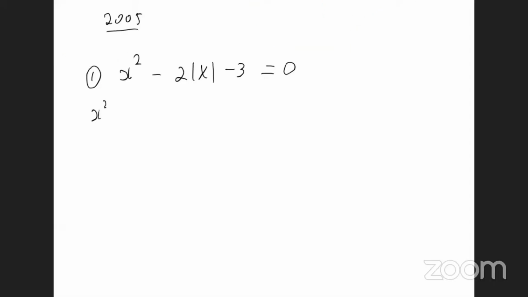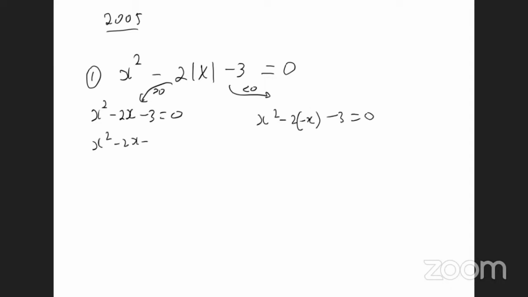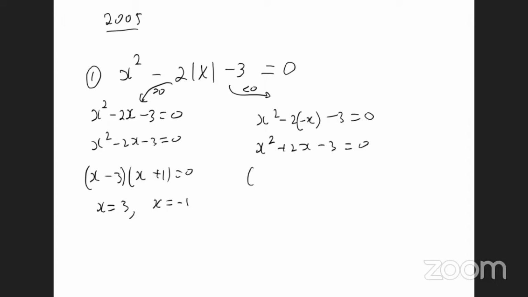All right, let's work it out. Right, x squared minus 2x minus 3. This is when it's more than 0. And when it's less than 0, it will be x squared minus 2 times minus x minus 3. So we're actually solving this here. x minus 3, x plus 1. So we'll get x is 3 and x is minus 1. Here we have x squared plus 2x minus 3 is 0. So we have x plus 3, x minus 1. x is minus 3 and 1. Right? So those are your 4 solutions.